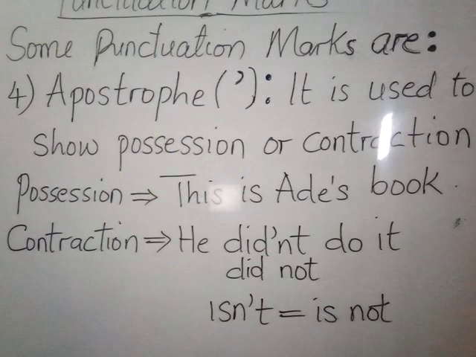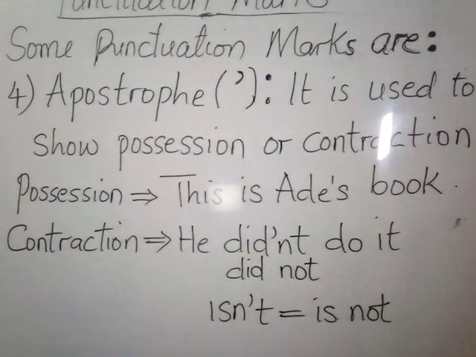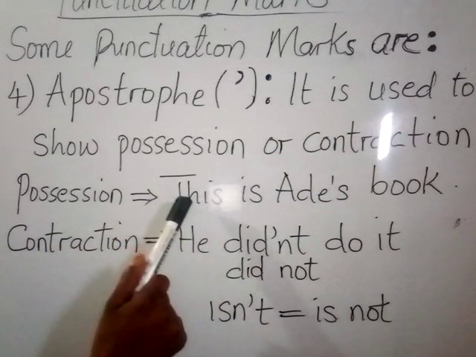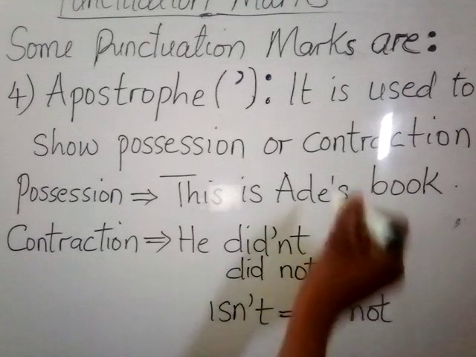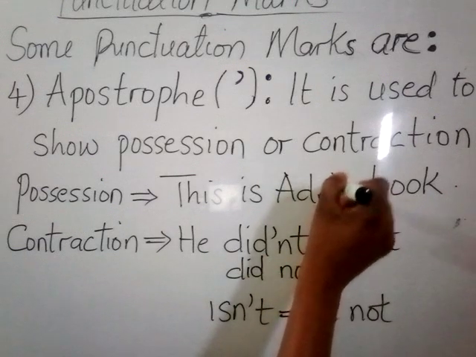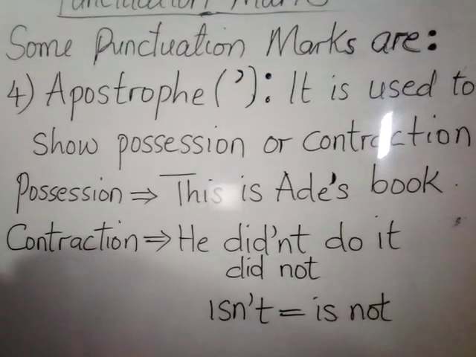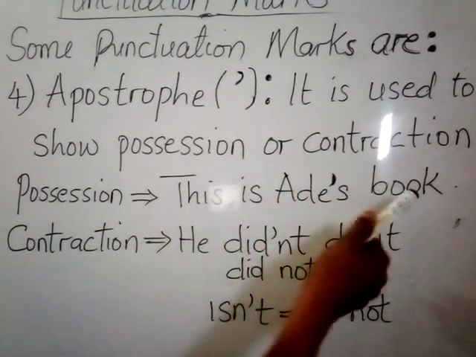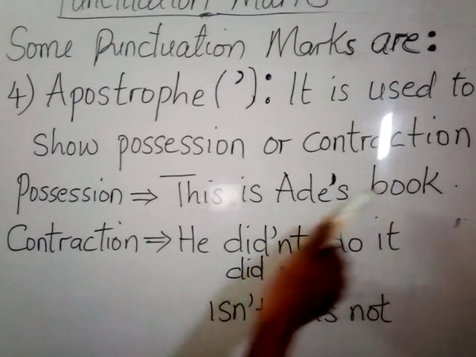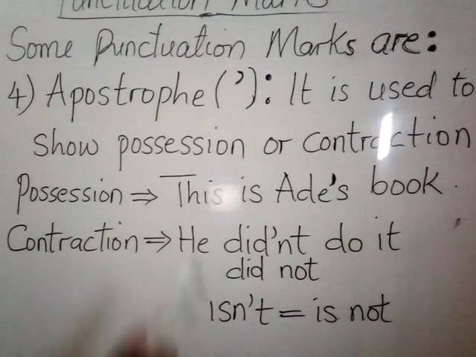We're going to see an example of each of them. So for possession, we have an example here. It says, this is Ade's book. So here you see the apostrophe up here, before the S. So you see the apostrophe there, Ade's book. This shows that the book belongs to Ade. This is Ade's book. This is John's book.